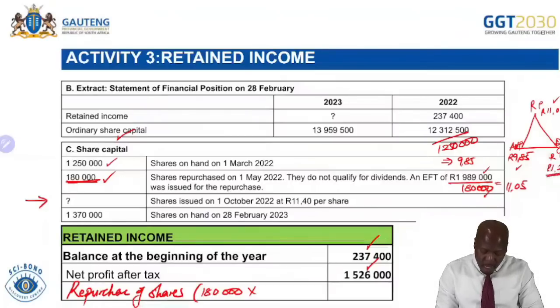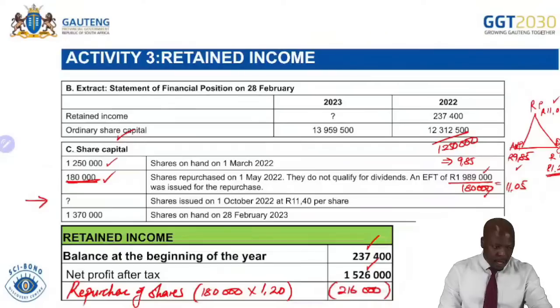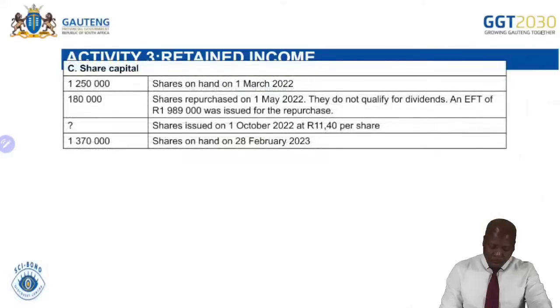So I'll then say the repurchase of shares is 180,000. Multiply that by 1 rand 20. And then I know that on my repurchase, I must always have my bracket, and my amount becomes 216,000. So that becomes my repurchase of shares. Okay, let me move on.